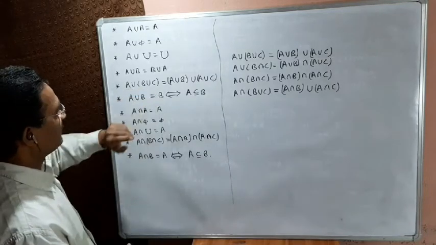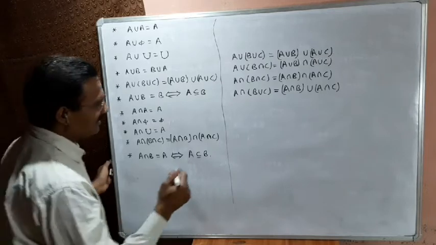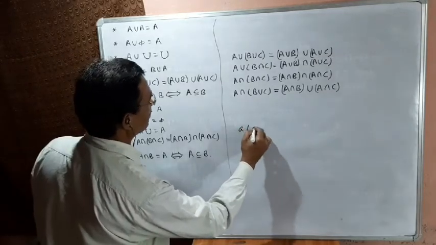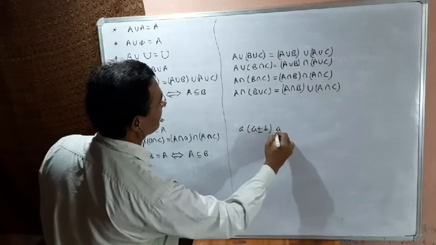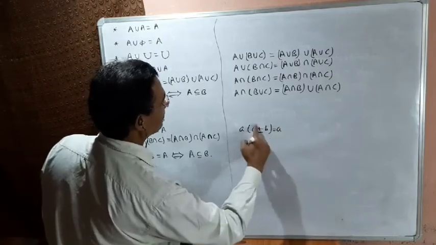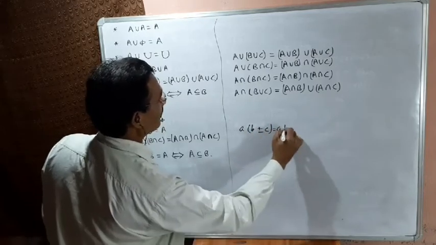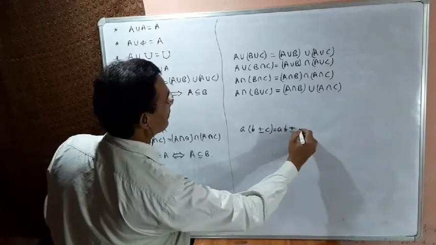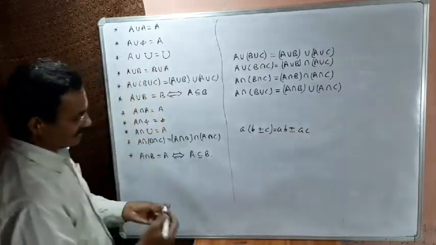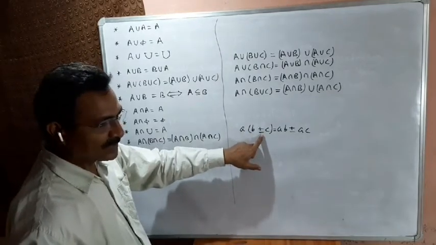Similarly, A union (B union C). Actually, this is called the distributive property. You know, for fundamental algebraic operations, only multiplication distributes over addition and over subtraction. This can be written as, let B and C be different numbers, A(B plus minus C) will be equal to AB plus minus AC. This is called the operation of multiplication distributing over addition or over subtraction.